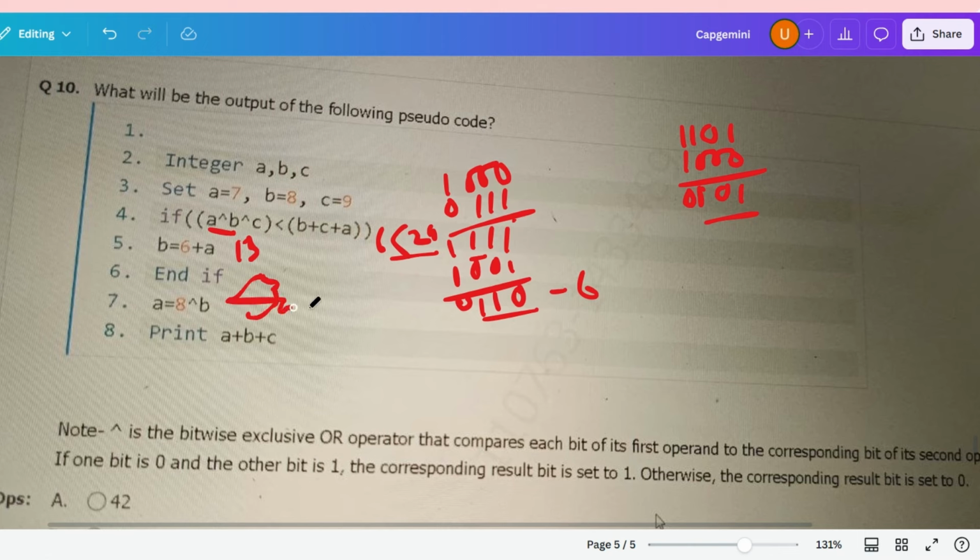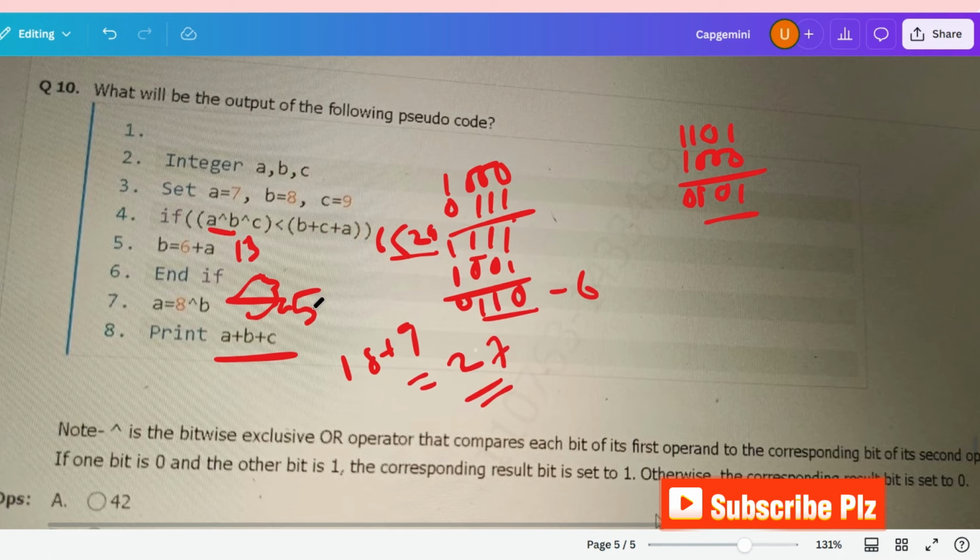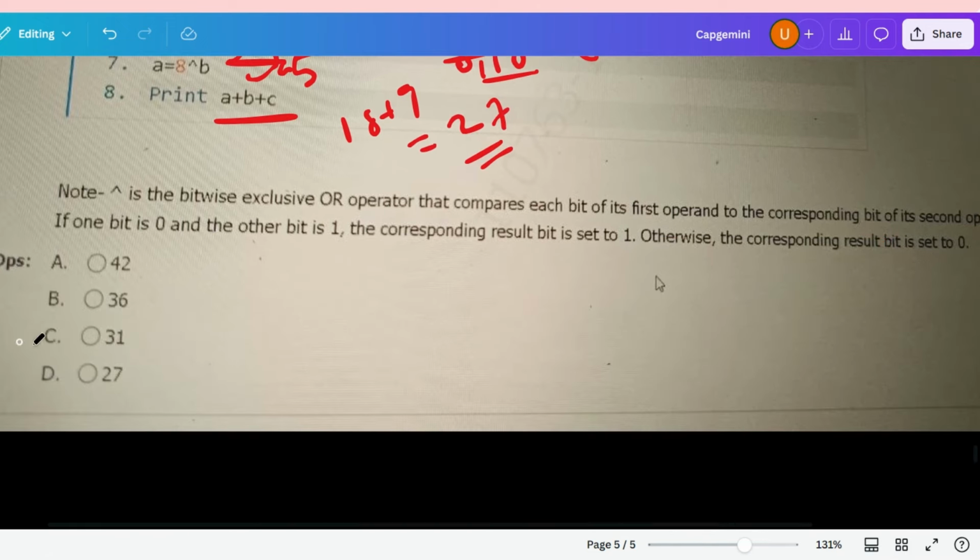So 5 and 13, A plus B plus C, 5 plus 13, that is 18, plus C is 9. 18 plus 9, that is 27. So this is the answer. Okay, so let me show you the options. So option D will be the correct answer.